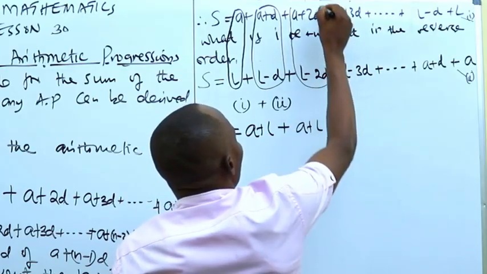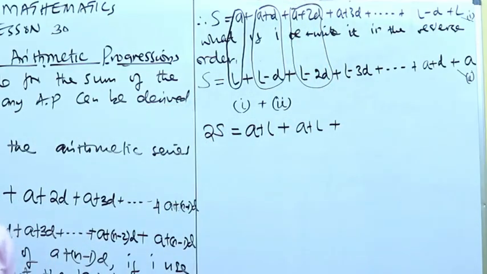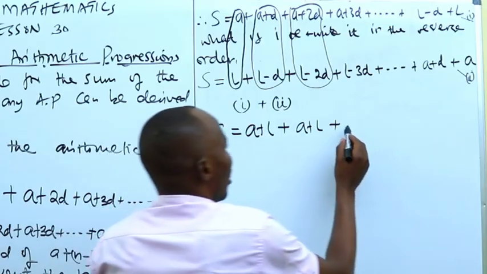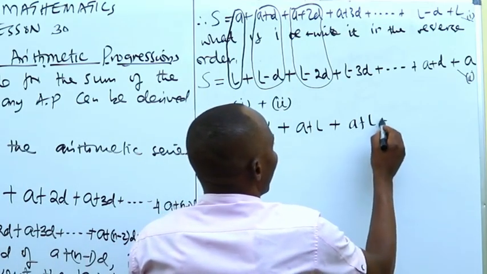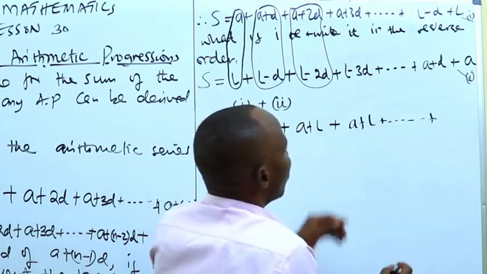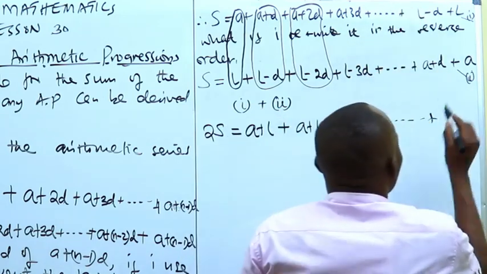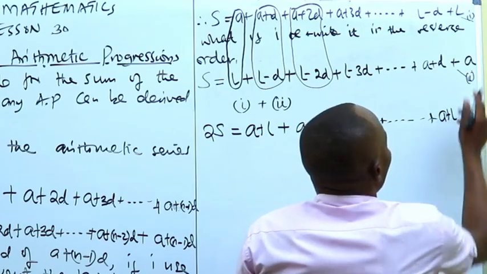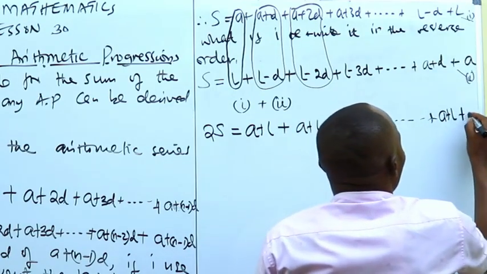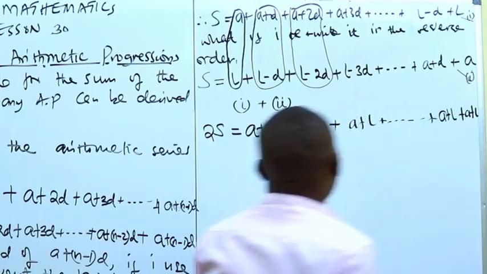I don't know whether people are following. It will be the same case there. So I'll still have A plus L, and so on. It will still come here. You add this to this, you still have A plus L. Even if you add this to this, you still have A plus L.